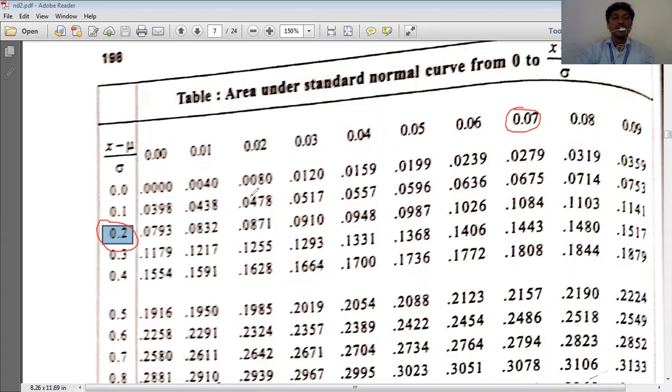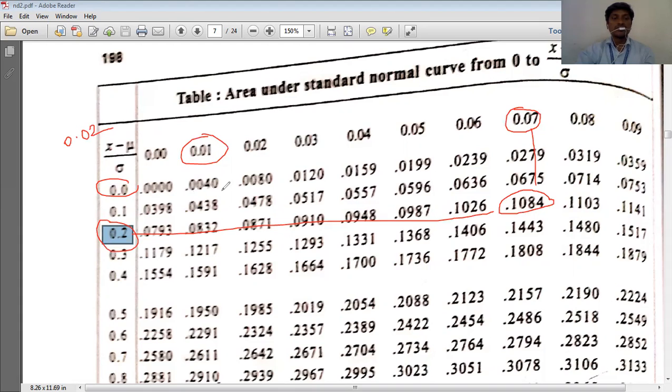First value after the decimal, the first digit on this side and the remaining digit on this side. So 0.2 and 0.07. So where is it? This is the one, right? What is the value of this one? 0.1084. Okay. So 0.27. In the same way, here it is 0.00 and 0.01, this value. Next, if you are getting 0.02, this is the value you are taking.